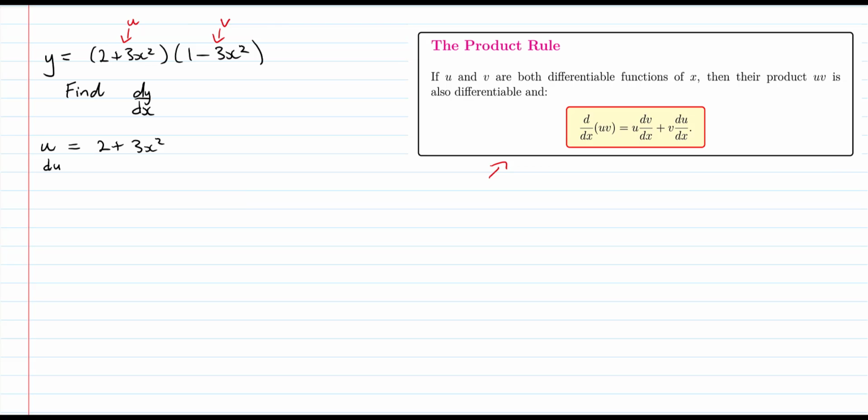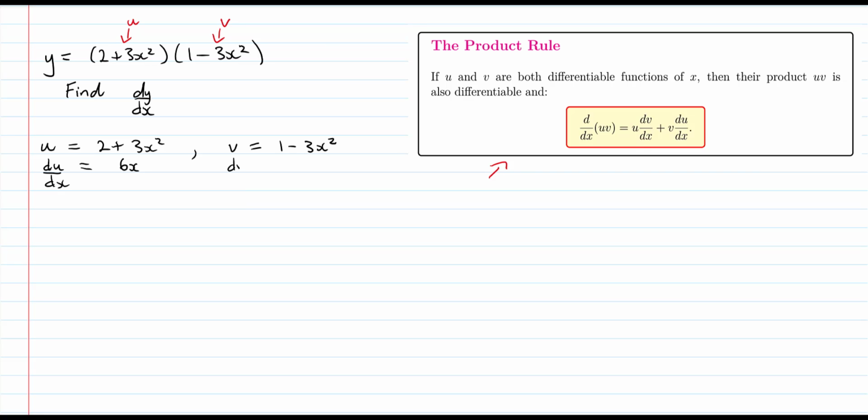So the derivative of u with respect to x, that's going to equal, well, the 2 is just a constant term, so the derivative of any constant term is just 0. And then for the 3x squared part, we just use the power rule. So the power of x is 2, so 2 times 3 is 6, and then take 1 off the power, we get 6x. Then we have v is equal to 1 minus 3x squared.